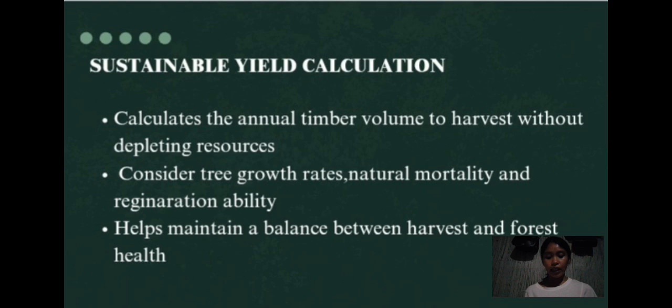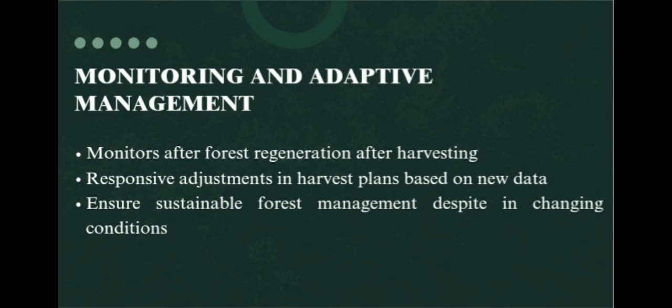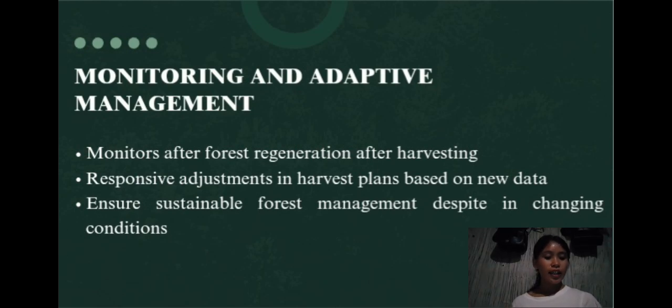And in the calculation of sustainable yield, dapat i-consider yung iba't ibang factors including tree growth rates, natural mortality, and yung kakayahan ng forest na mag-regenerate. And the last one is it helps maintain a balance between harvest and forest health. So, ang ultimate goal ng sustainable yield calculation is to maintain yung balance between timber harvesting and yung overall health ng forest.